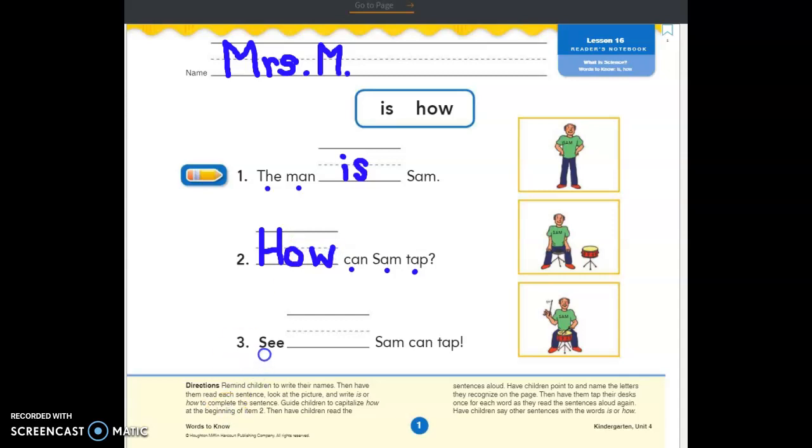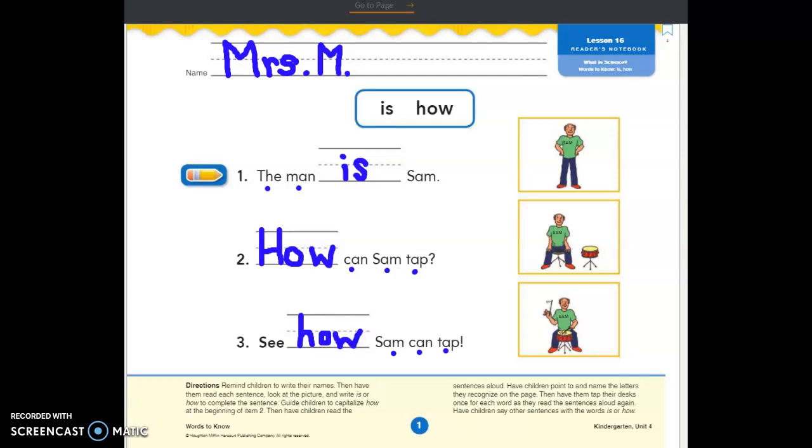Last sentence. C blank Sam can tap. Ooh, exclamation point. See is Sam can tap. See how Sam can tap. Which one is it? See how, right. And because this how is not the beginning of a sentence, we should make a lowercase h. And then we make the O, and then we make the lowercase w.